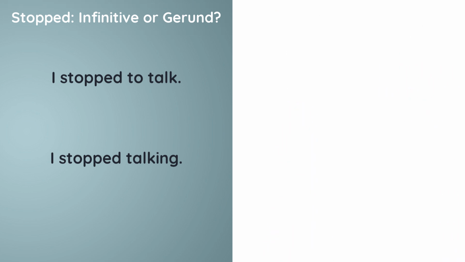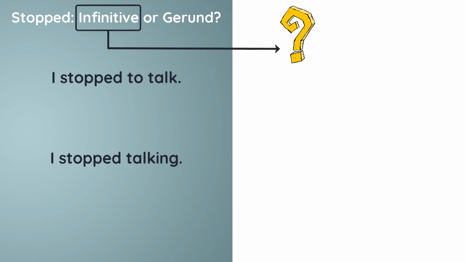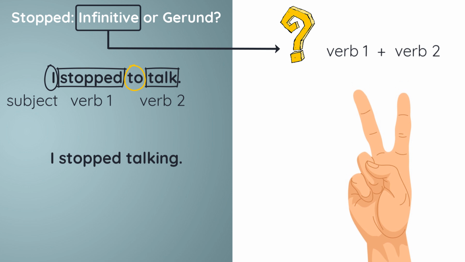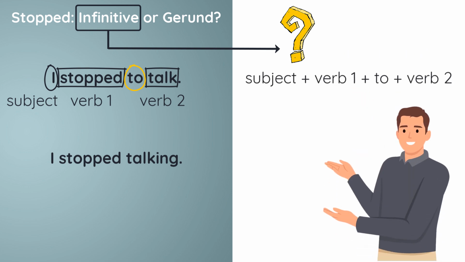So, first of all, what is an infinitive? Well, we are talking about when we have two verbs. So, we have verb 1, okay? We have a second verb, verb 2. We have a subject, I, and then we have to. So if you were thinking of English as a mathematical formula, it would be subject plus the first verb, in this case stopped, plus to, plus the second verb. So this is what is known as the infinitive.